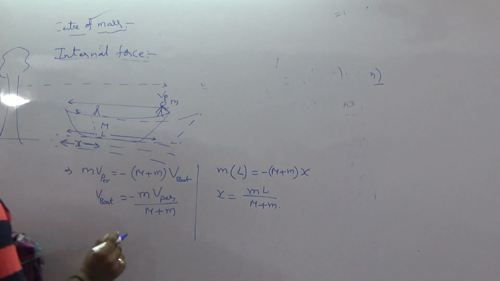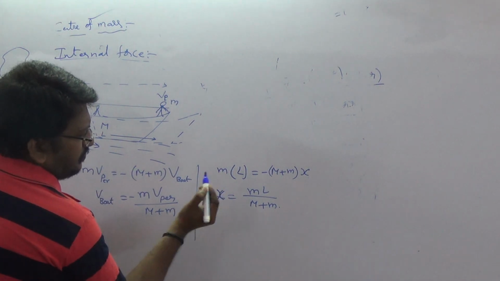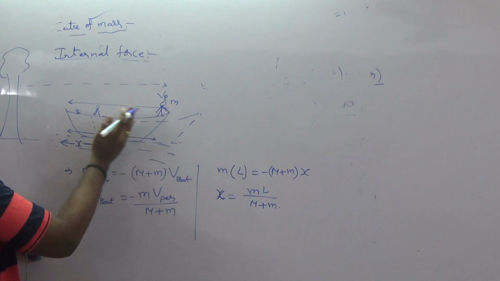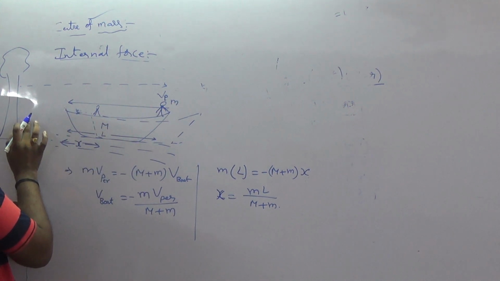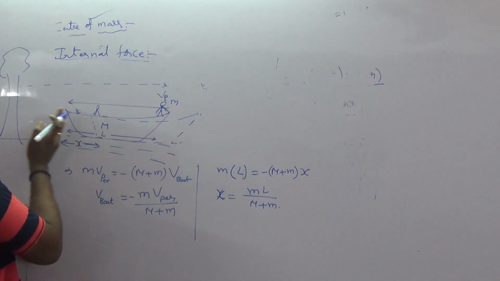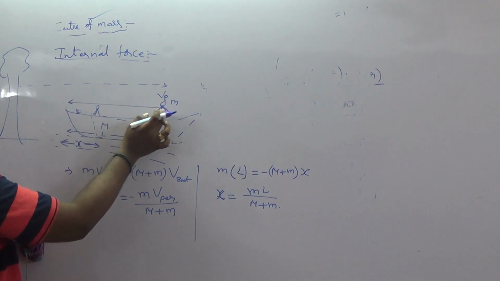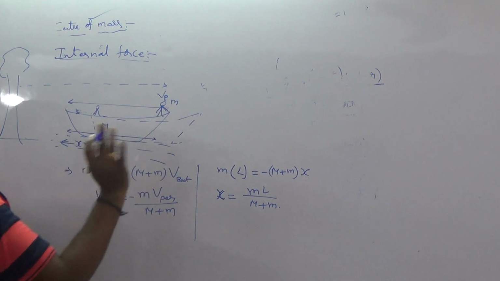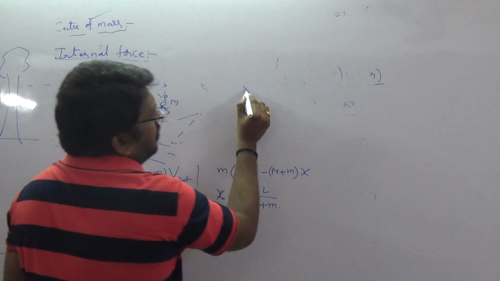So in this case, the boy is walking from here to here. In this situation, the boat is moving in this direction toward the source, and the boy is moving away from the source. Boat moving toward the source. Now the boy moving toward the source, the boat moving away from the source. In this situation, just one problem. We are discussing one problem.